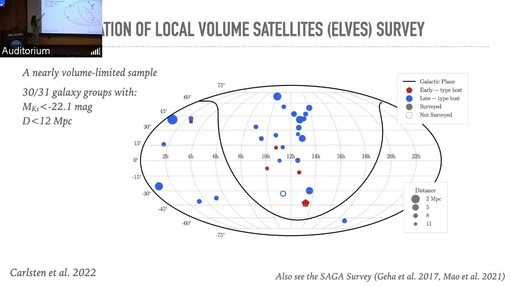So this is the survey. It's called the Exploration of Local Volume Satellites. As I said, it's actually a volume-limited sample, so it shows all of the host galaxies that are brighter than some threshold in the local volume.